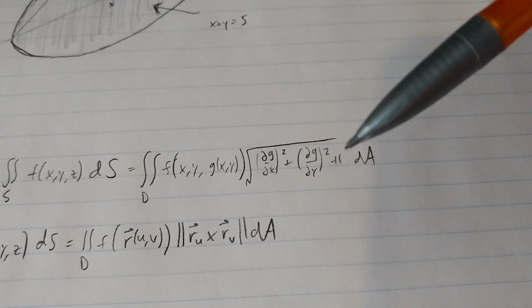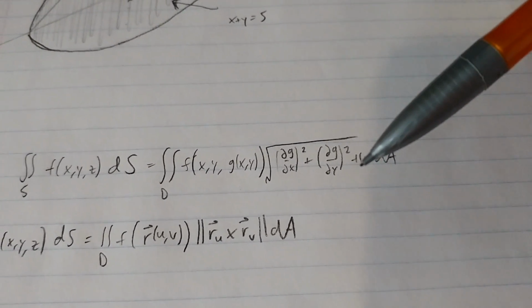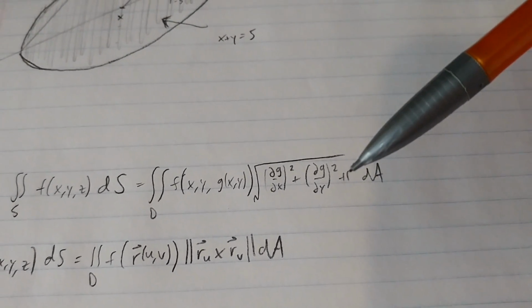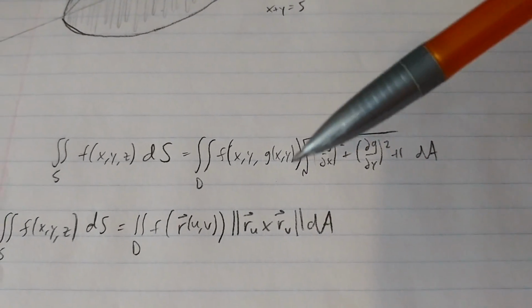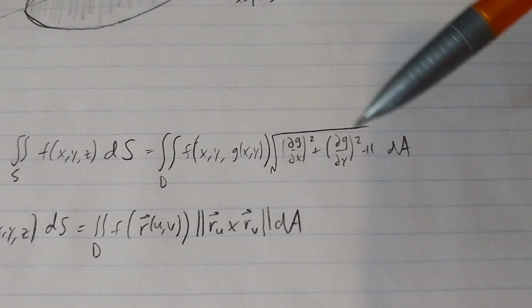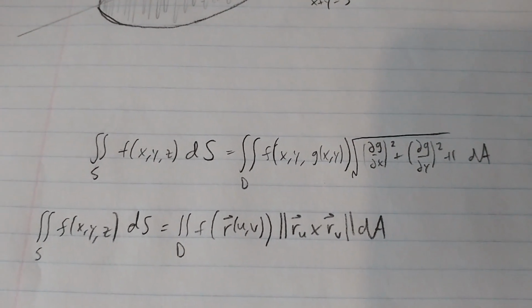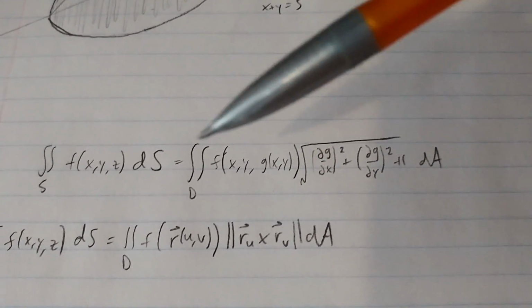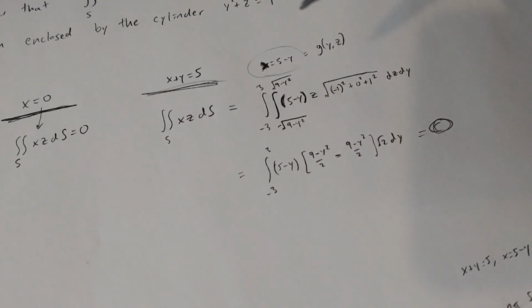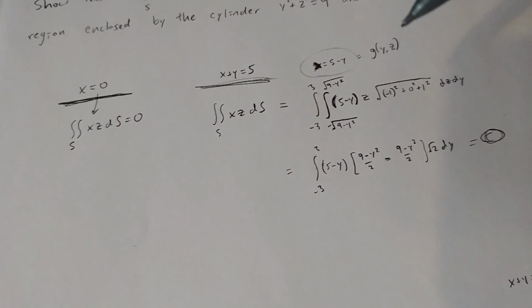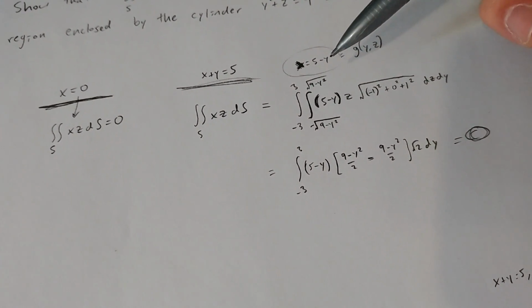So you could look at this plus 1 as like a partial of g with respect to g. That's how I remember that. It's pretty much like the Pythagorean theorem in 3 dimensions. And then that turns into just a regular double integral instead of a surface integral. And then there's this other one that involves vectors, but for this one, I'm just going to use the first one. So z in terms of x and y, we're on the top plane, so the equation of that plane is x equals 5 minus y.